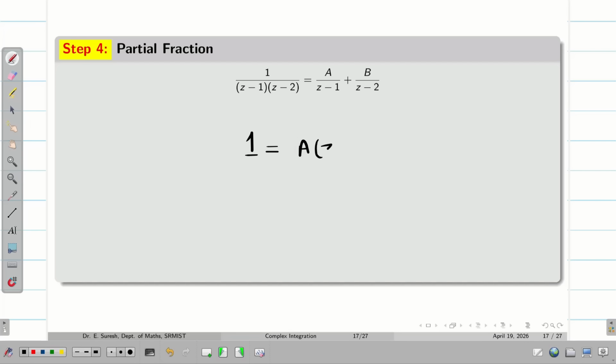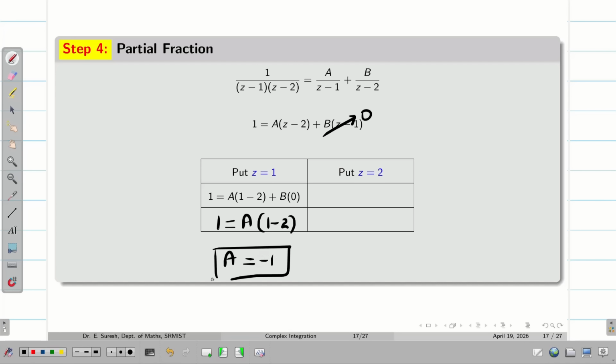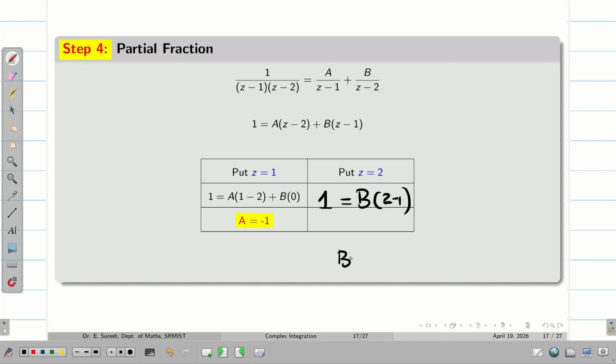Simplifying this, we get A into z minus 2 plus B into z minus 1. We can cancel the denominator. It is very simple. Let us substitute the singular points 1 and 2 to find A and B. First put z equal to 1 and then put z equal to 2. When you put z equal to 1 here, this term vanishes. So we get 1 is equal to A into 1 minus 2. Therefore, capital A is equal to minus 1. Similarly, if you put z equal to 2, this term vanishes. We get 1 is equal to B into 2 minus 1. Therefore, the value of B is 1. So we found both A and B. We have to substitute here and we get this.